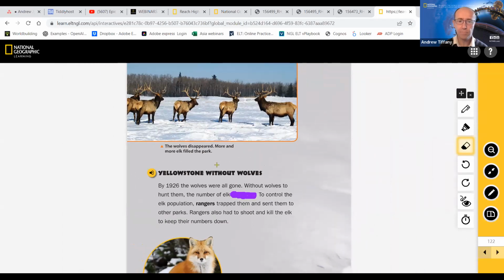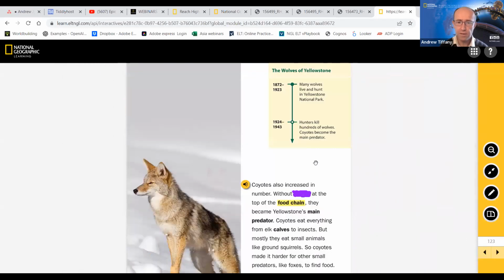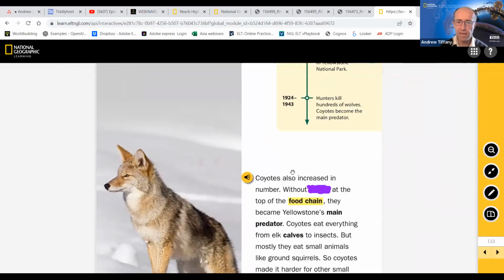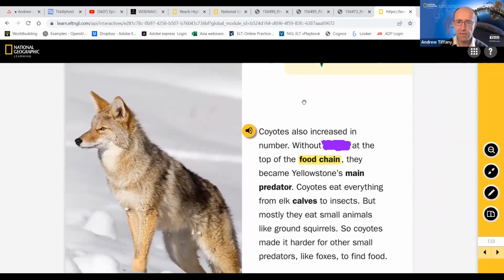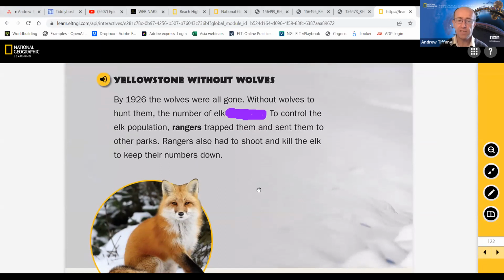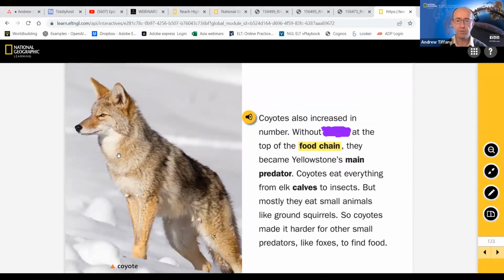Jump ahead. So what have we got here? Here we've got a coyote. Coyotes also increased in number. Without wolves at the top of the food chain, they became Yellowstone's main predator. So they is the coyotes. The coyotes became Yellowstone's main predator. Coyotes eat everything from elk calves to insects, but mostly they eat small animals like ground squirrels. So coyotes made it harder for other small predators like foxes to find food. Remember we have the fox here. He's smaller. The coyote is bigger, and so the coyote's stealing the food.